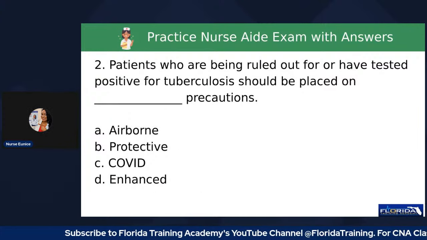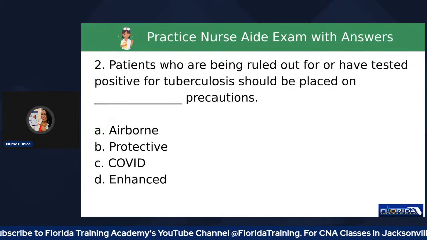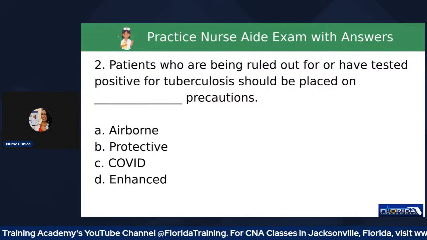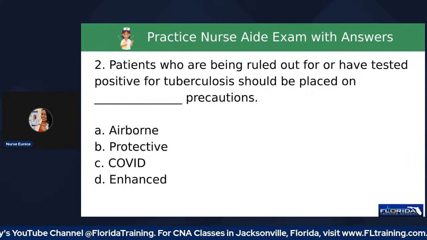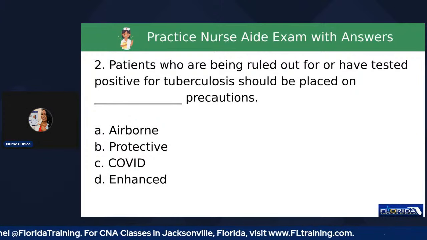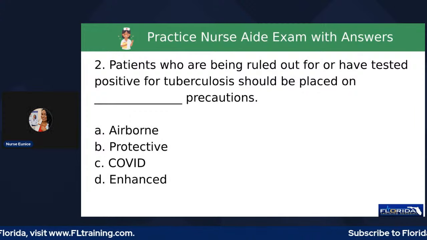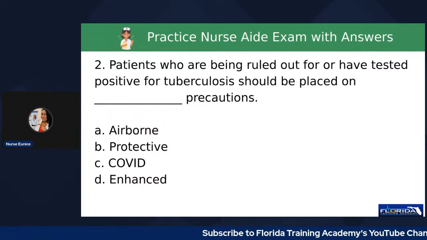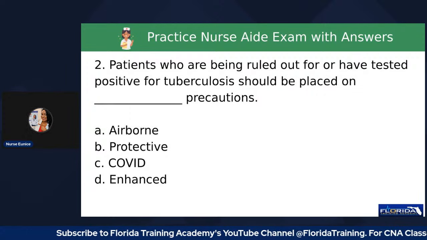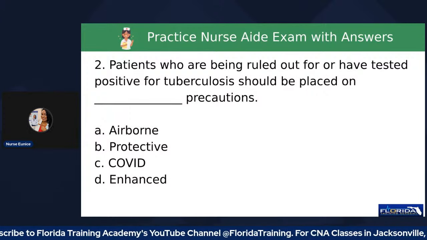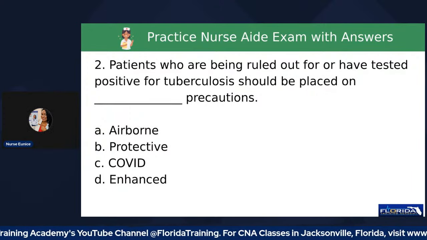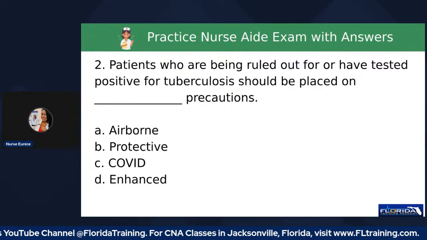Number two. Patients who are being ruled out for or have tested positive for tuberculosis should be placed on blank precautions. A, airborne, B, protective, C, COVID, D, enhanced. I'm going to read that again. Patients who are being ruled out for or have tested positive for tuberculosis should be placed on what type of precautions?